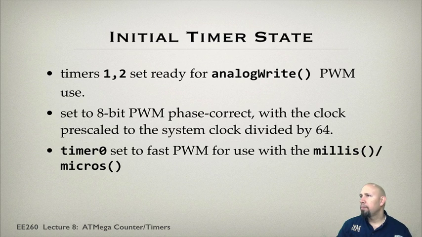Okay, the initial timer state: timers 1 and 2 are set and ready for analogWrite. That is, they're already set up, ready to use pulse width modulation. They're basically set to 8-bit pulse width modulation that is phase correct. We'll talk about what that means as we go along. With the clock prescaled to the system clock divided by 64. Timer 0 is also set to fast pulse width modulation for use with millis and micros.